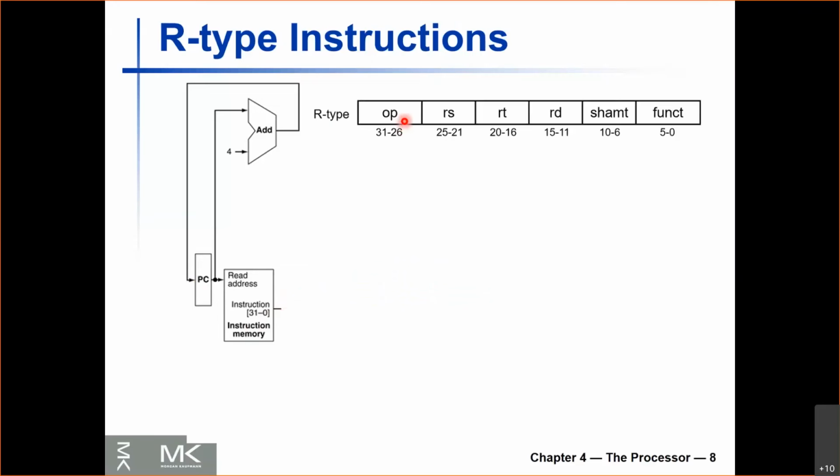We have an opcode, which is 6 bits, bits 31 to 26. We have a source register, 2 source registers actually, RS and RT. We have a destination register. We have a shift amount, but we're not going to do shift instructions in this pipeline, so you don't have to worry about the shift amount. And then we have the funct code, which tells us more about the operation that needs to be performed.